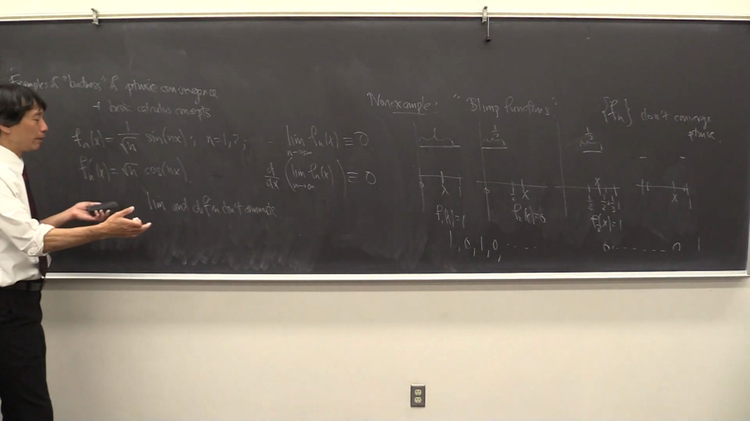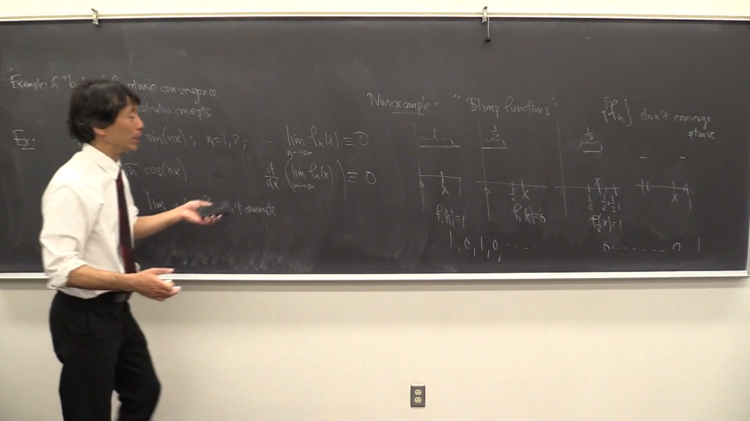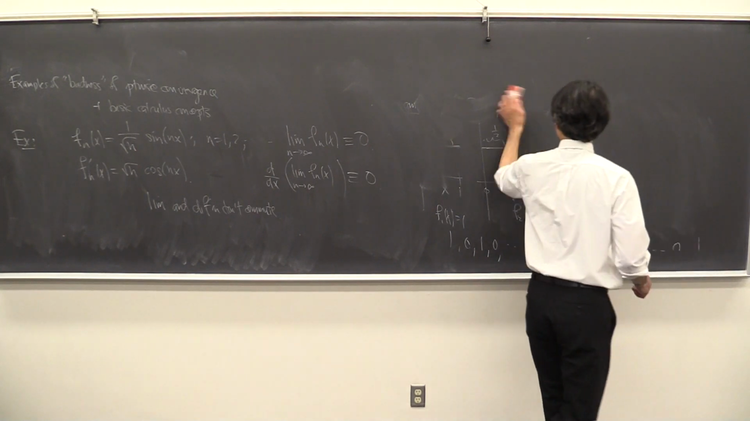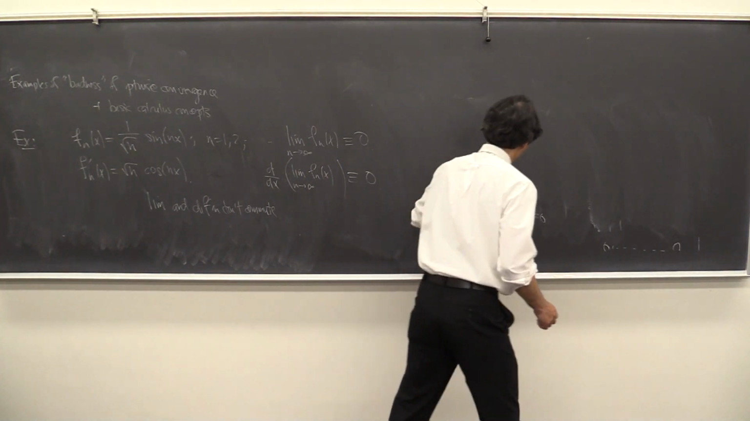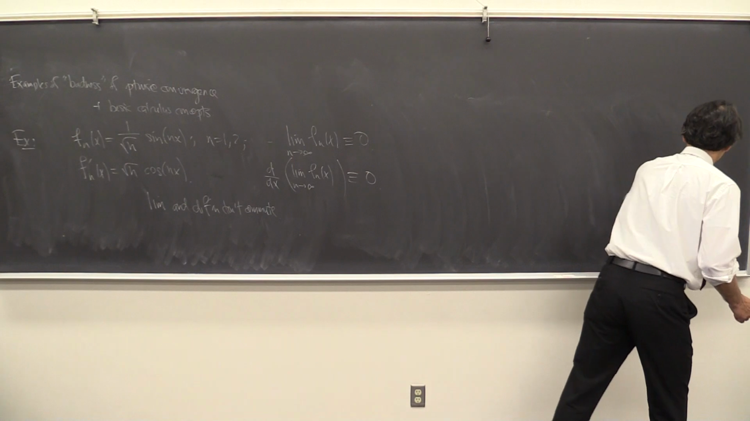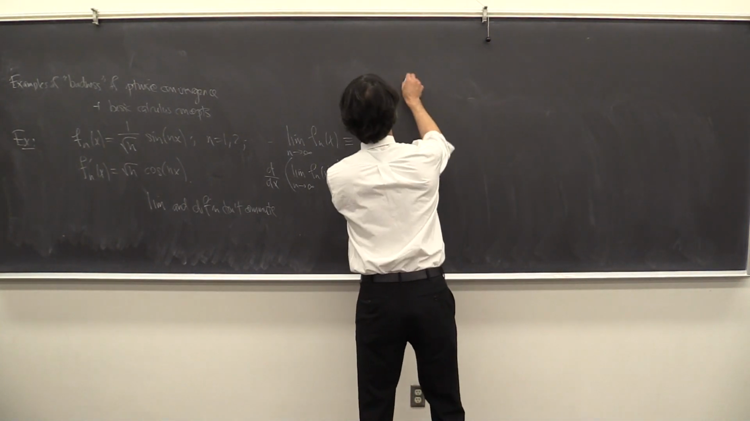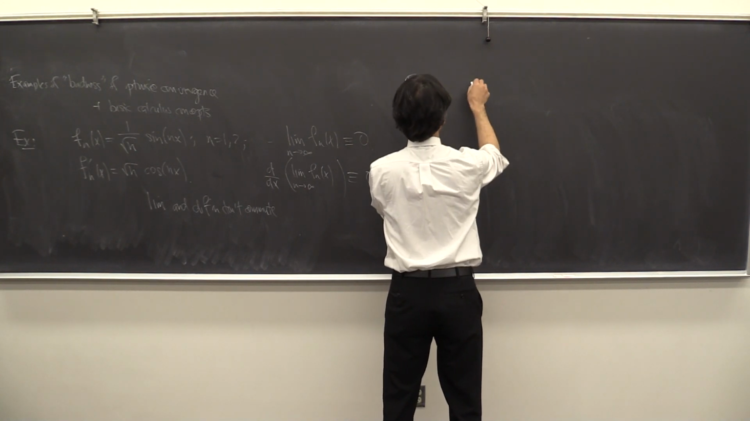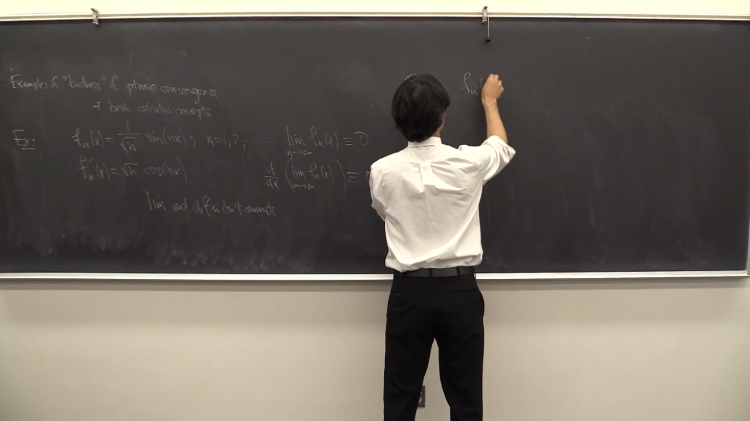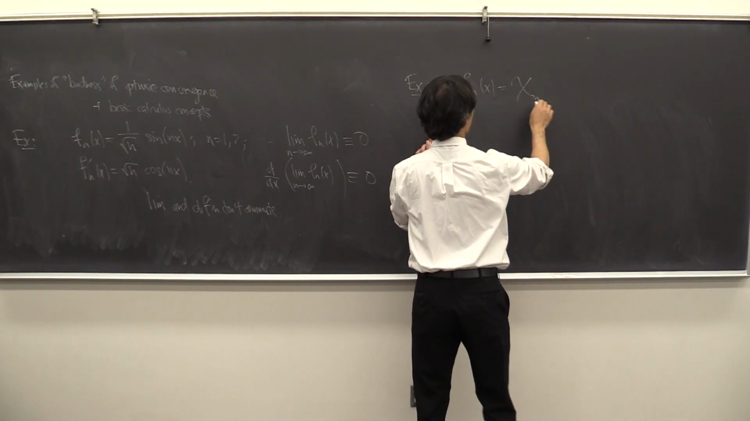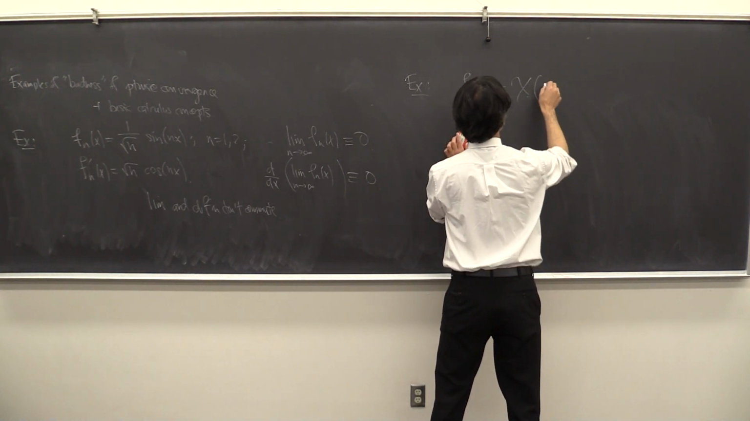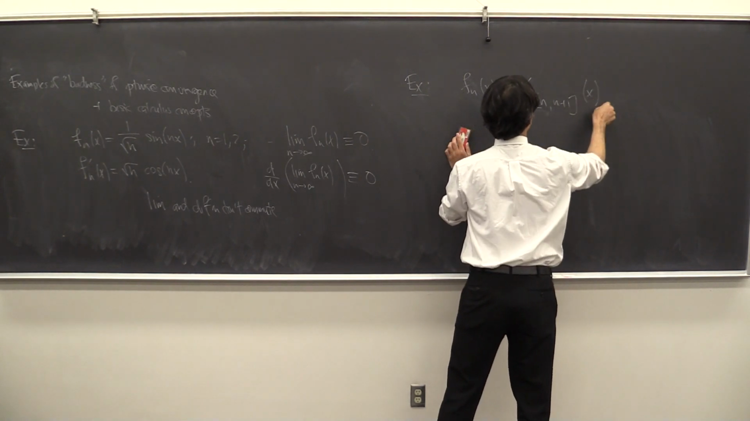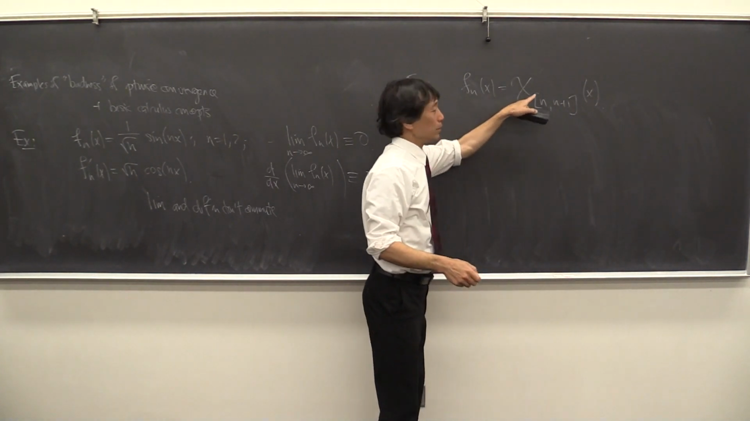Okay, so the limit of the derivative is not the same as the derivative of the limits. Let me give you another example. This is a simple one. Take f_n(x) to be the characteristic function of the interval [n, n+1]. I don't think I've used this term before.